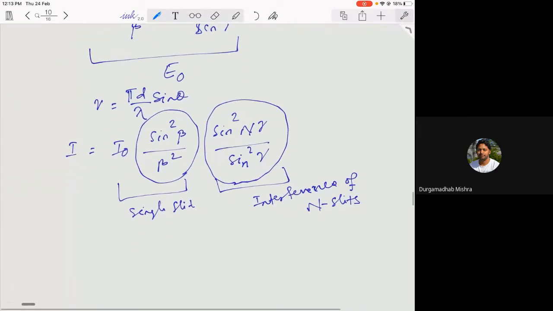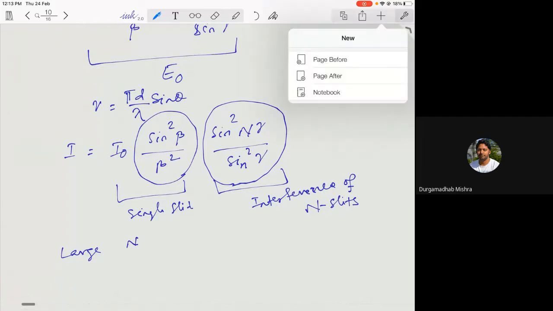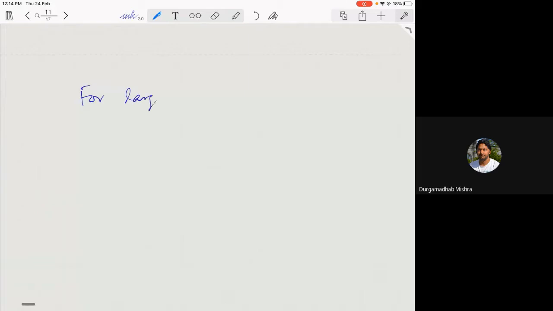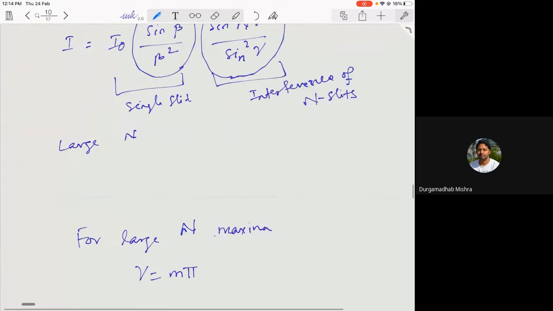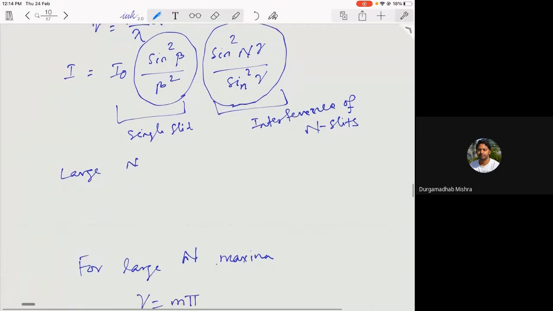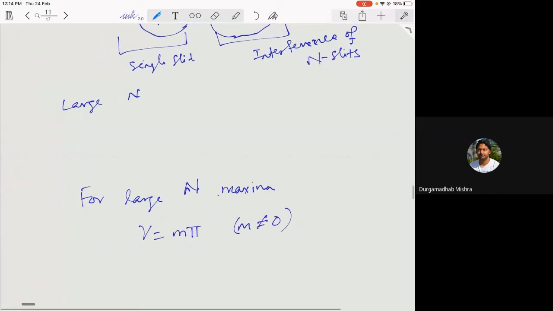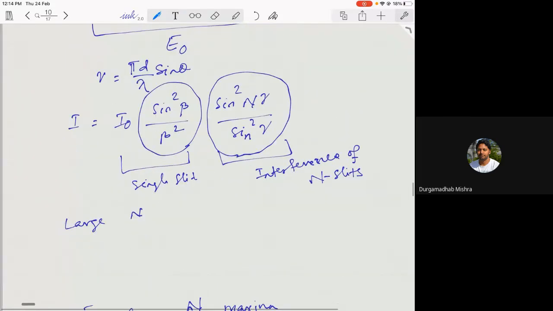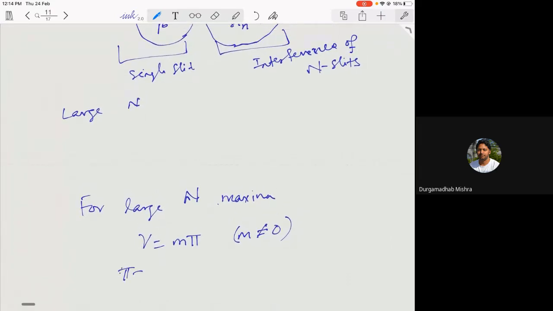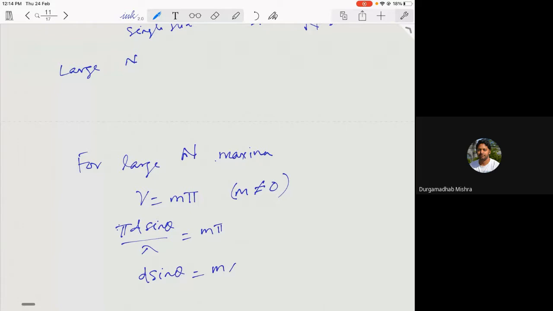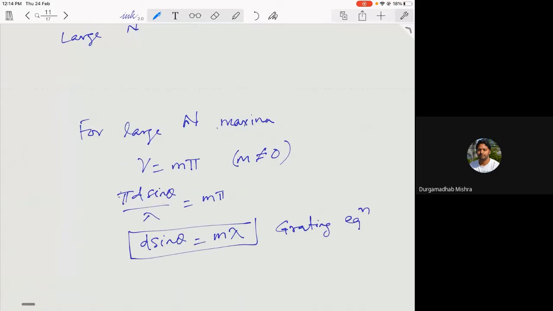Now, if you take this for large n, your maxima is when gamma is equal to m pi. What it means, gamma is m pi, and m should not be equal to 0 again. And this gamma equal to m pi means your pi d sine theta by lambda equal to m pi, and your d sine theta is equal to m lambda. So this is known as your grating equation. I think probably you already know that. So this is the grating equation.